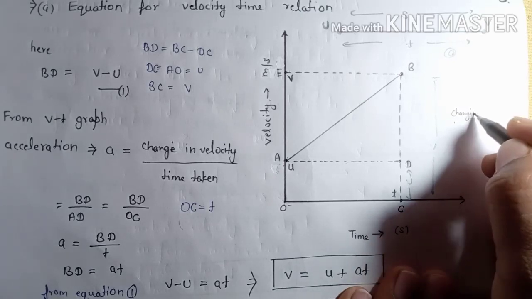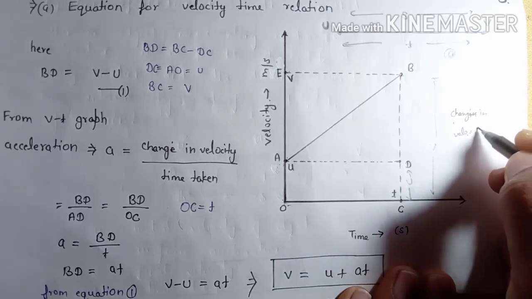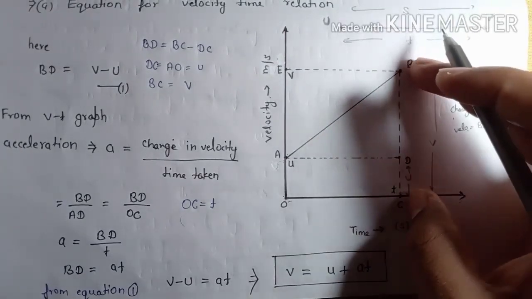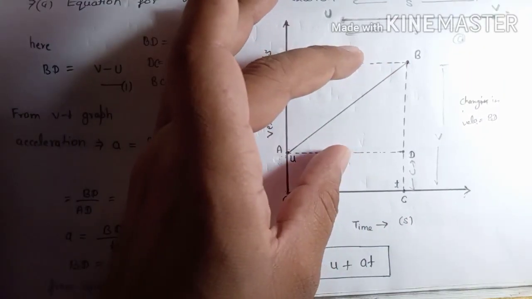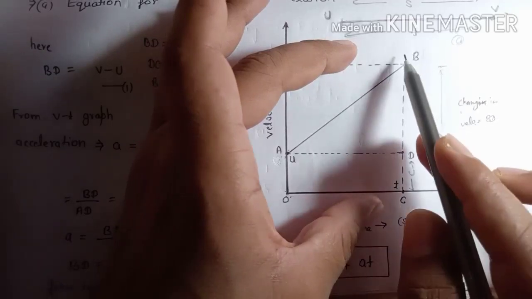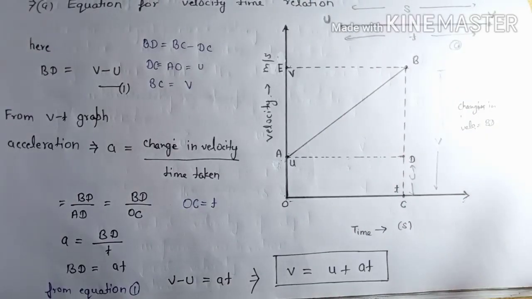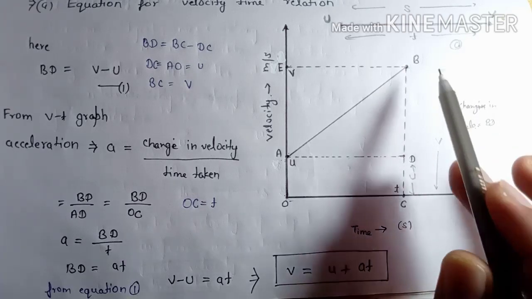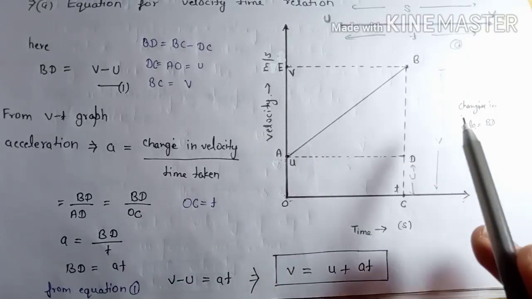That change in velocity is equal to BD, because this is the initial velocity and this is the final velocity, and the change in velocity is what? This one. So you have to subtract DC from BC. Now we know that acceleration is equal to what? Change in velocity upon time taken to change the velocity.